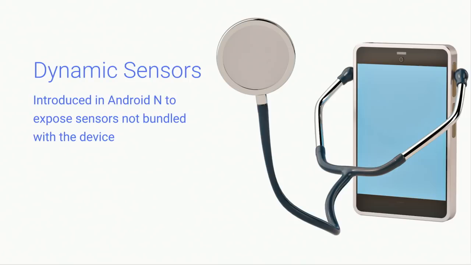Dynamic sensors. This was introduced in Android N. It allows us to expose sensors that are not necessarily bundled with the device. And it lets us connect them via Bluetooth and USB. For example, you can now attach a high-quality inertial measurement unit to your device, biological sensor, environmental sensor, and your apps could natively see them. This year, we're standardizing on these interfaces for dynamic sensors. So the sensors that you build can now leverage the Android platform and make it easier for you as an application developer to access them.